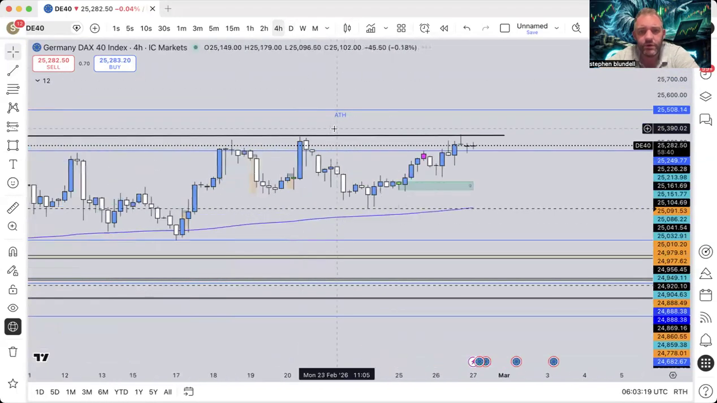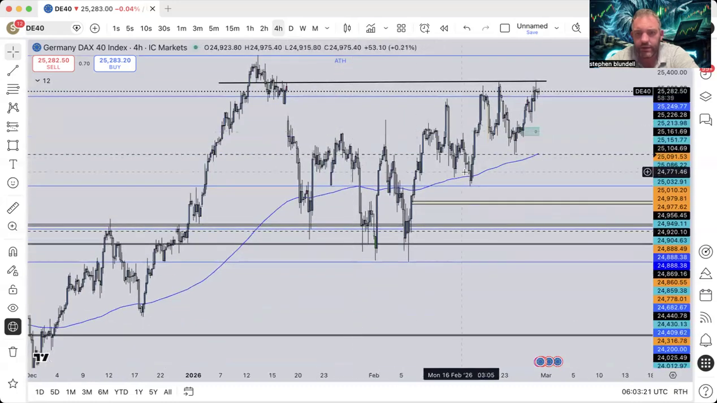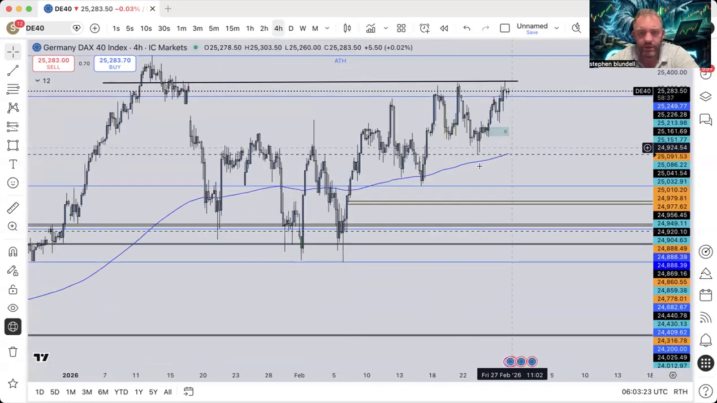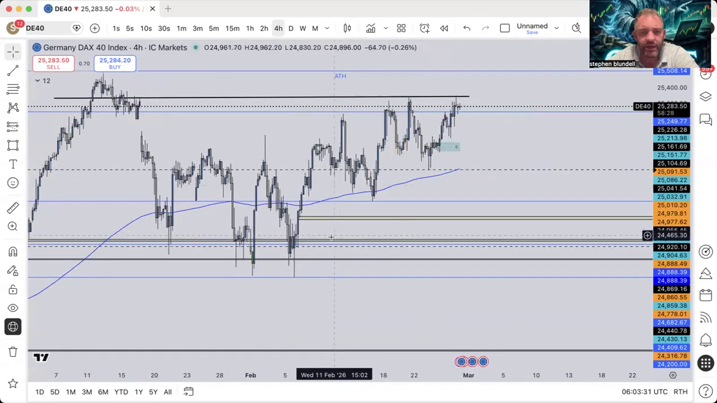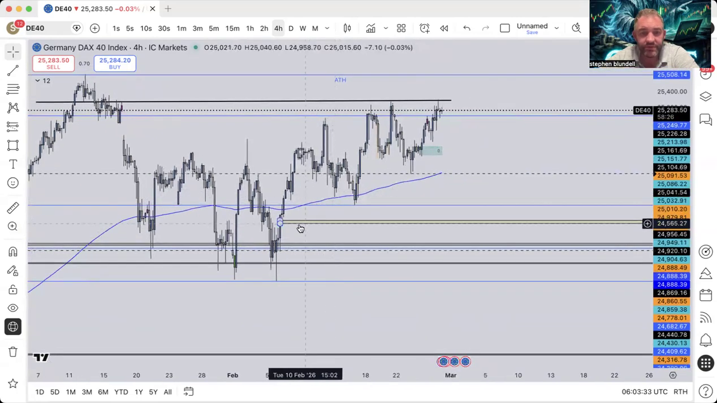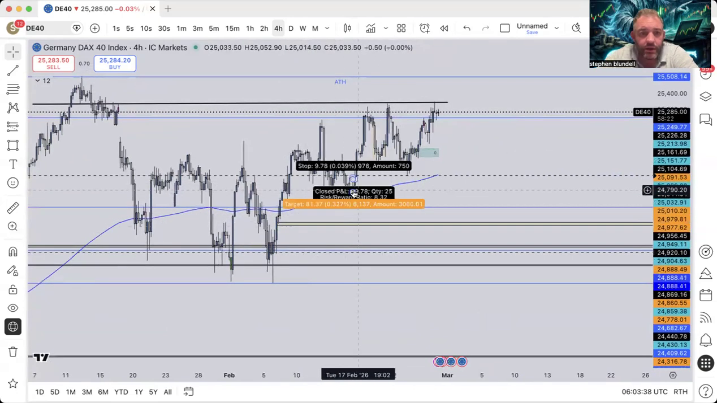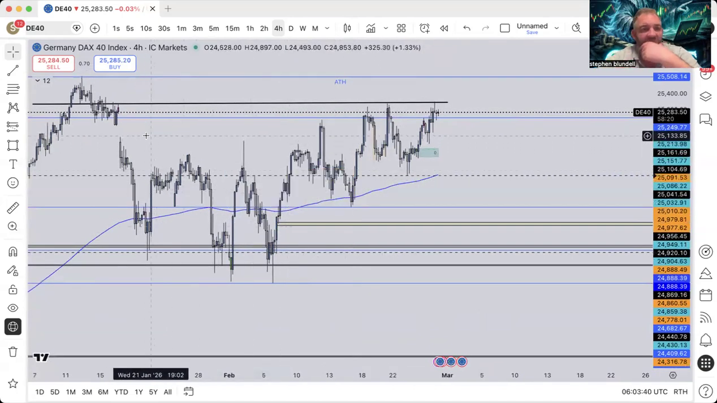Let's go on to the four. See what we've got on the 4 hour. Let's see what imbalances we got here. So we still need to fill this imbalance down here. This was obviously a previous Asia order block, I would assume. The gap in the market has been filled.